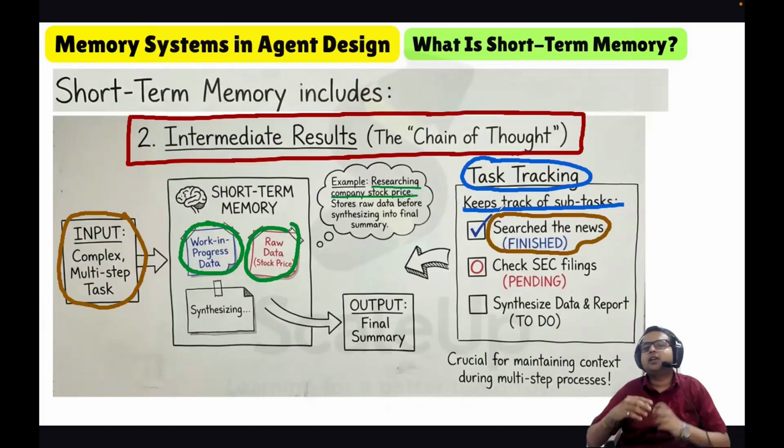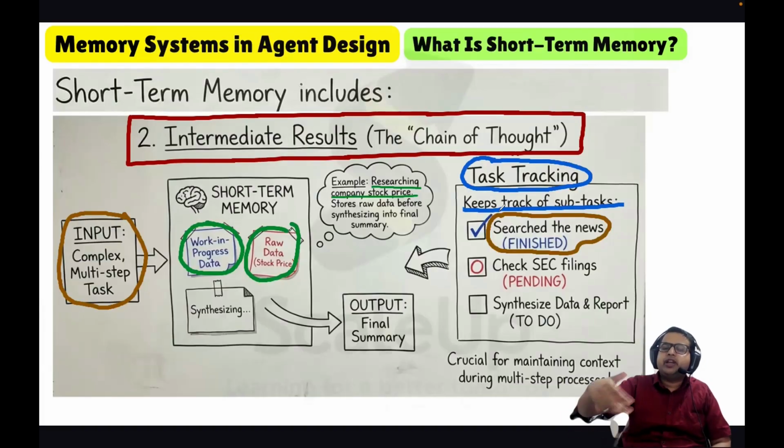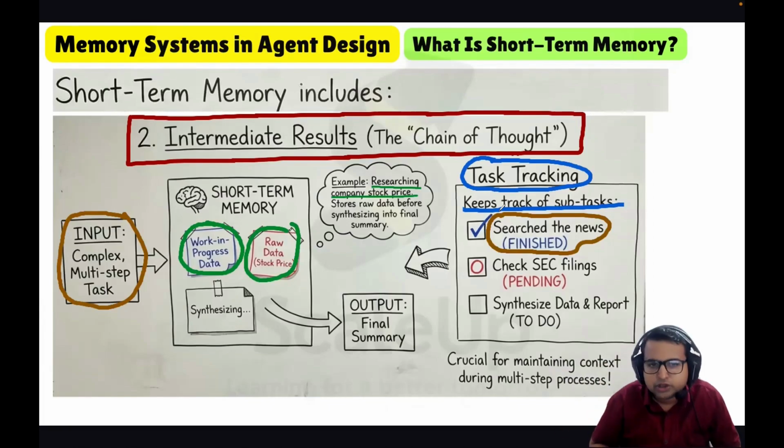So now it's very clear that short-term memory is used to store the intermediate data, the work in progress data, and also the raw data. So agentic AI systems can store their raw data in the short-term memory, which they will be needing to do some processing, and also the work in progress data, the task tracking. That data it can also store in the short-term memory. So that is the intermediate results, which we can store in the short-term memory.